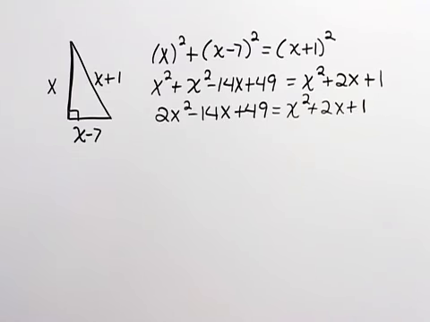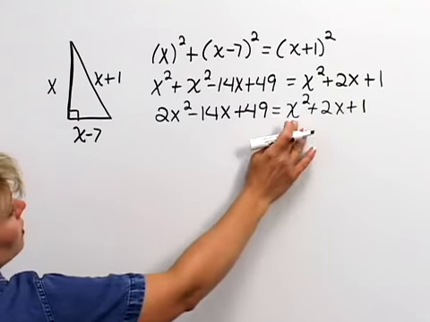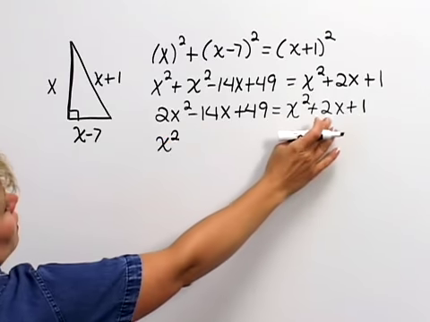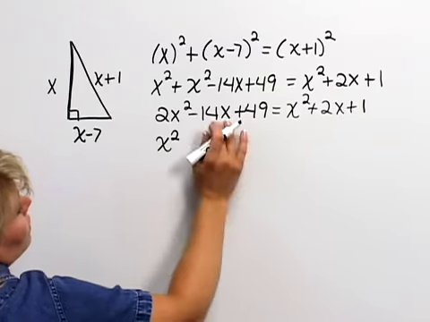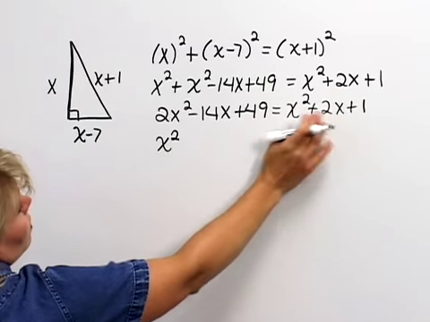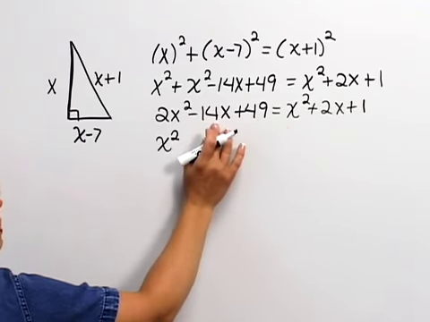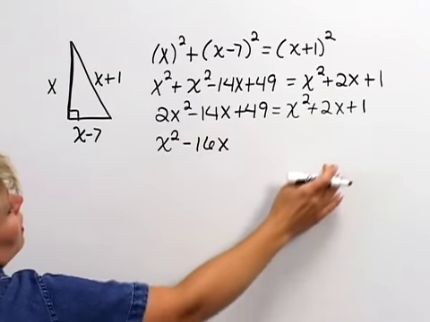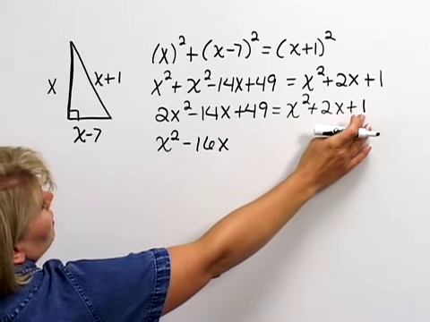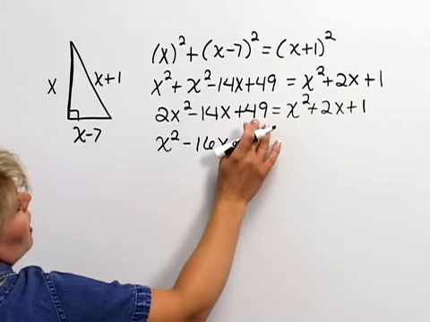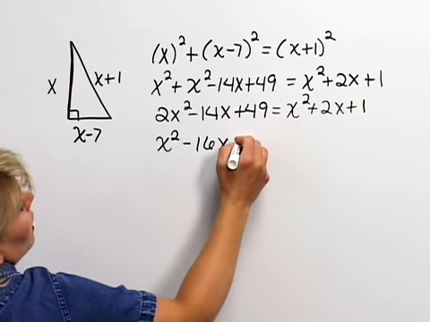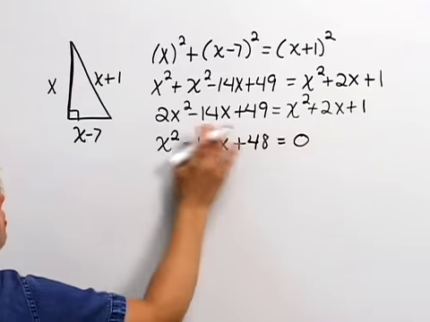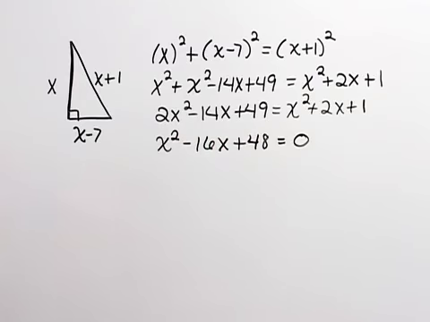We need to get 0 on one side so that we can solve. If we subtract this x squared from both sides, 2x squared minus that x squared will be x squared. Since the 2x is positive, we would subtract 2x from both sides, and combining that with this term, negative 14x minus the 2x is negative 16x. Finally, in order to move our 1, since it's positive, we would subtract 1 from both sides, and 49 minus 1 would be 48. That would give us 0 on this side because we subtracted all three of these things from this side over here to obtain that trinomial.